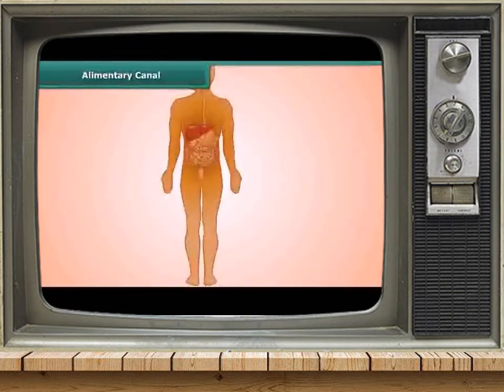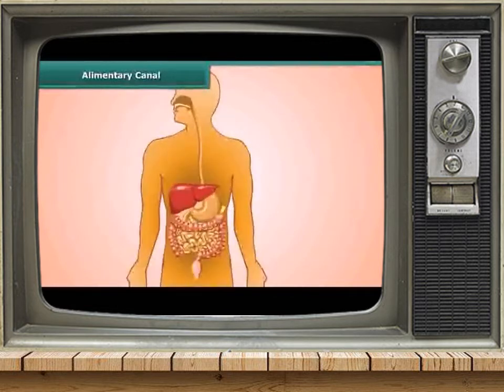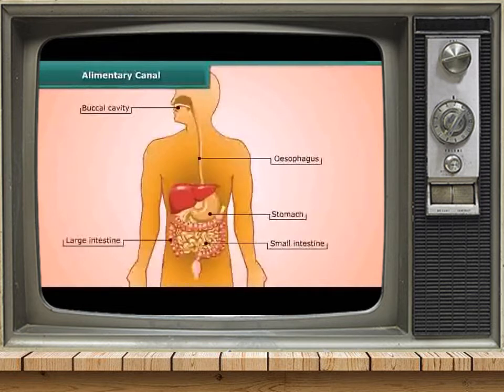You will be wondered to know that the food inside our body passes through an alimentary canal or simply digestive tract. It consists of buccal cavity, food pipe or esophagus, stomach, small intestine, large intestine, and the anus. Now let us know what happens to the food in the different parts of the digestive tract.